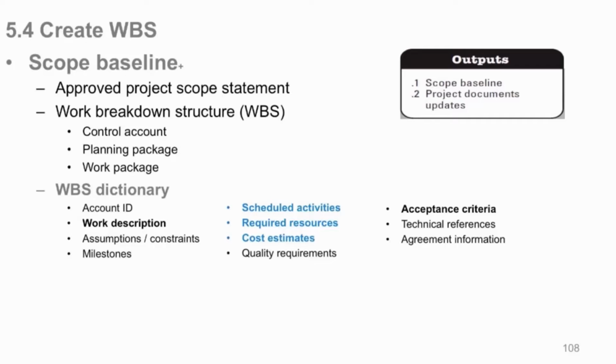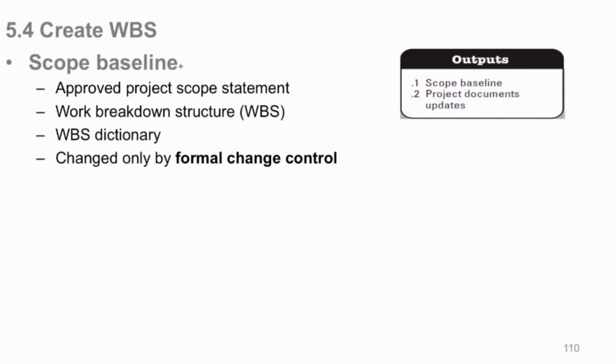And the blue stuff, by the way, what do you think that is? Your schedule activities, resource requirements, cost estimates. That's your triple constraint at work again. So it's always there. So that's your dictionary again. So you got your WBS, your work items, and then who, how long, what's going to cost to do it. That's your dictionary. These things are changed only by formal change control.